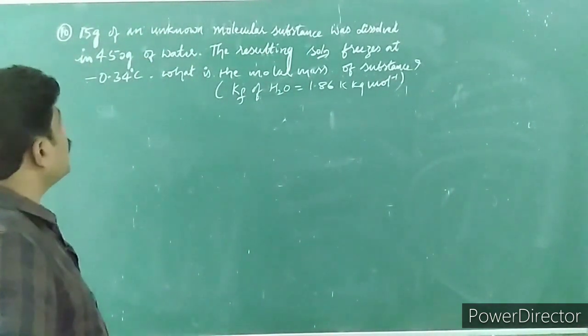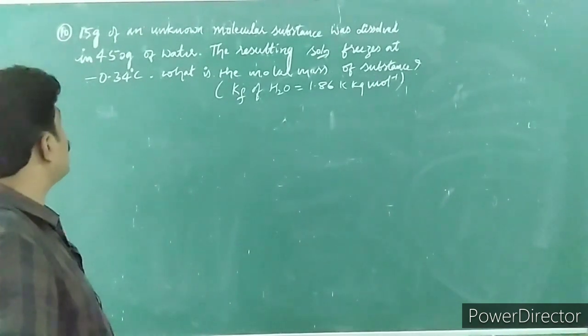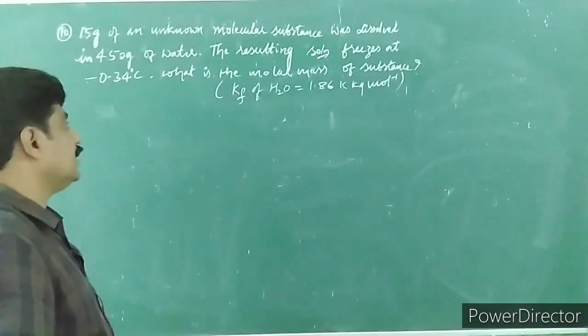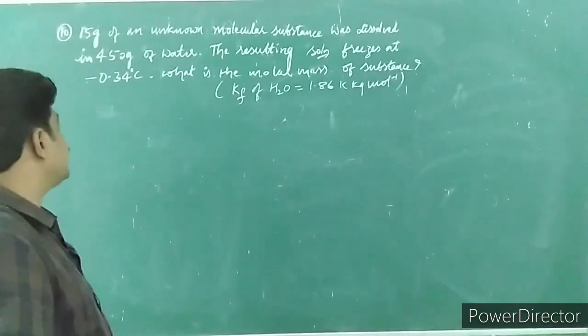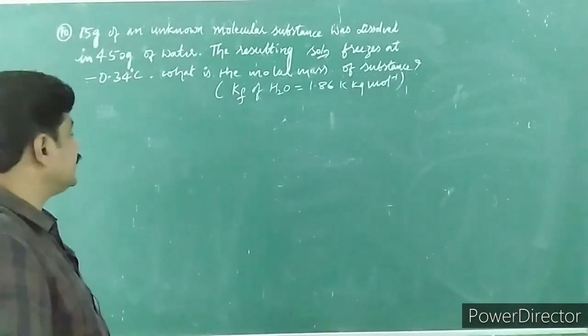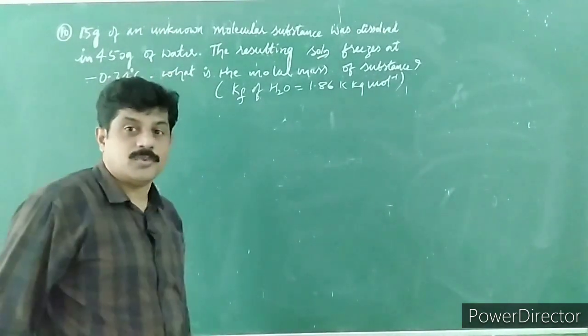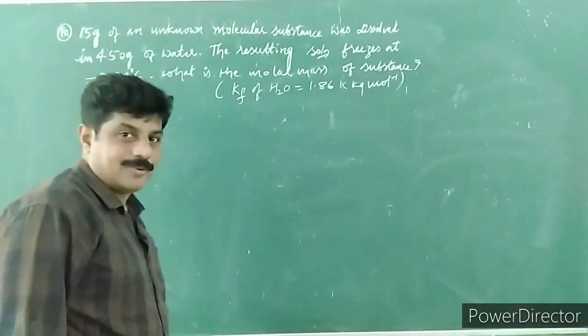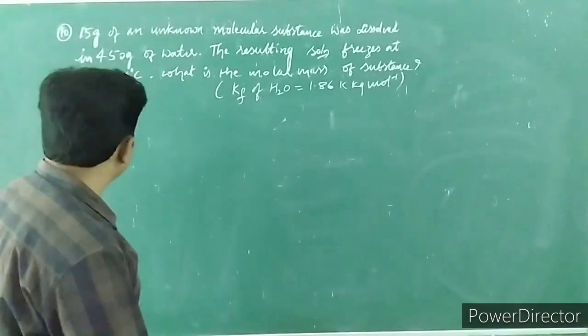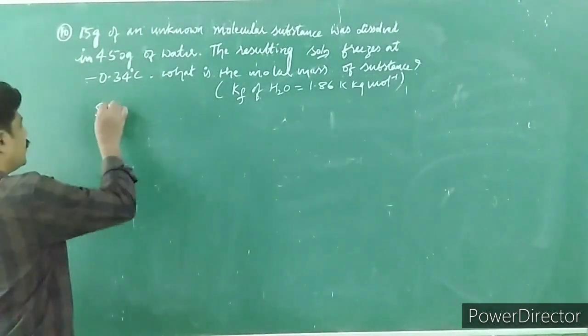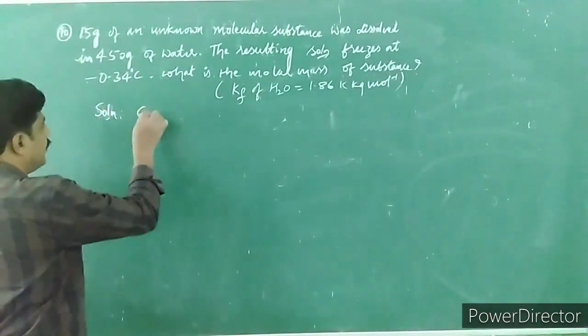Children, let us take up the next numerical. 15 grams of an unknown molecular substance was dissolved in 450 grams of water. The resulting solution freezes at minus 0.34 degrees Celsius. What is the molar mass of the substance given? Kf of water is equal to 1.86 Kelvin kg per mole. Very simple numerical, children. Let me solve. Solution. Given data.